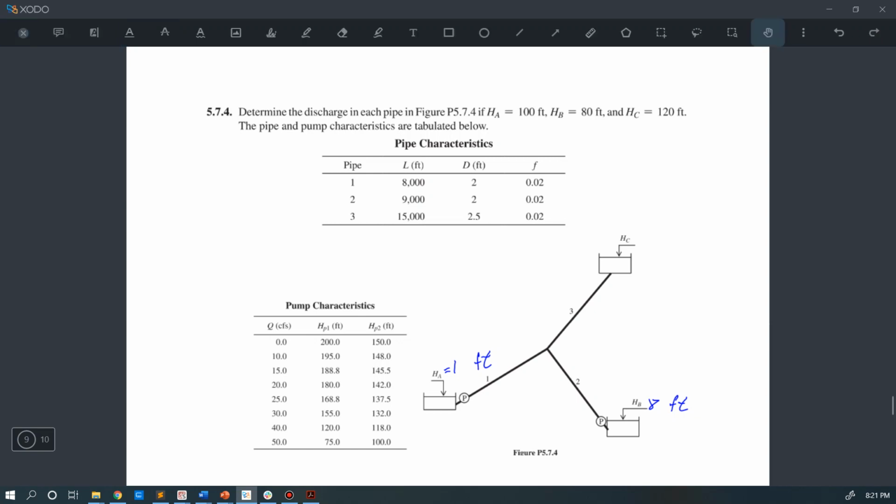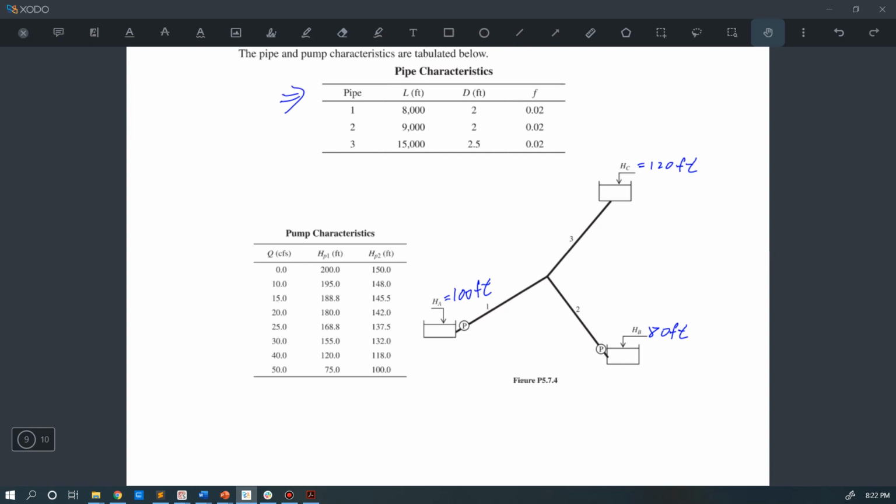And the elevation for reservoir C is equal to 120 feet. The rest of the pipe characteristics are shown in this table. And the problem wants us to assess what the discharge is in each pipe in this figure.